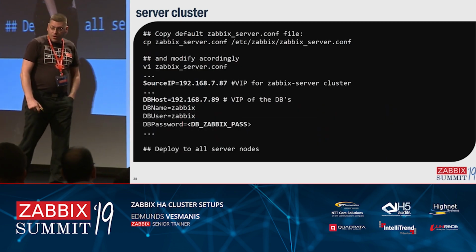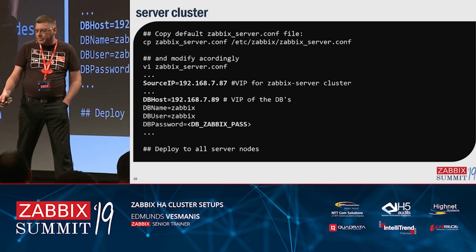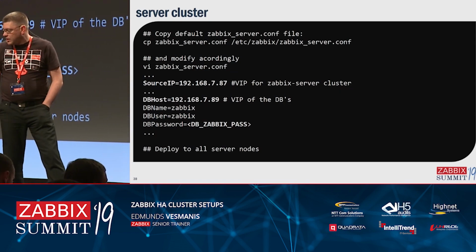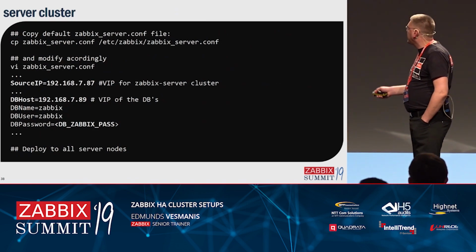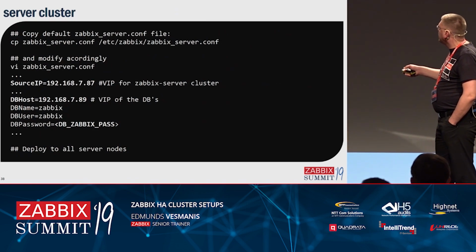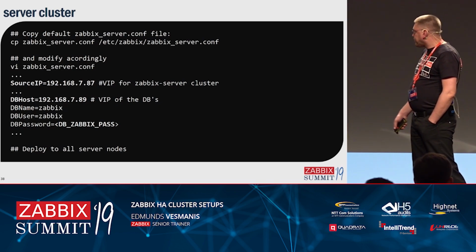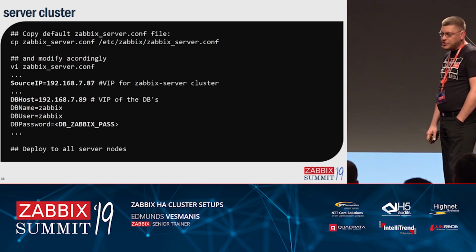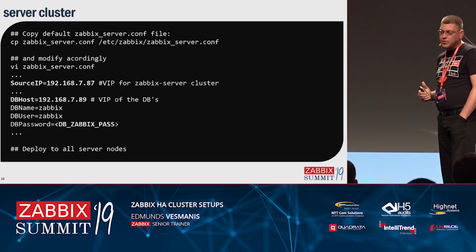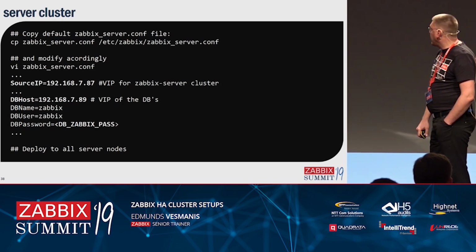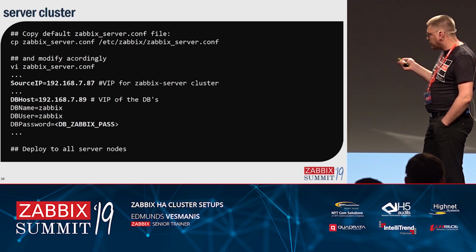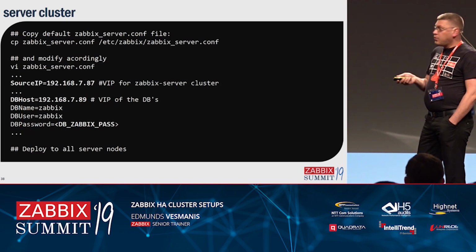And of course, I've already prepared my Zabbix server configuration file. Basic settings, what we want is the source IP address, which we put to the virtual IP. And our DB host, of course, we use the virtual IP address of our DB cluster. So these are basic settings. And of course, our DB credentials and password. And this must be deployed on all server nodes.